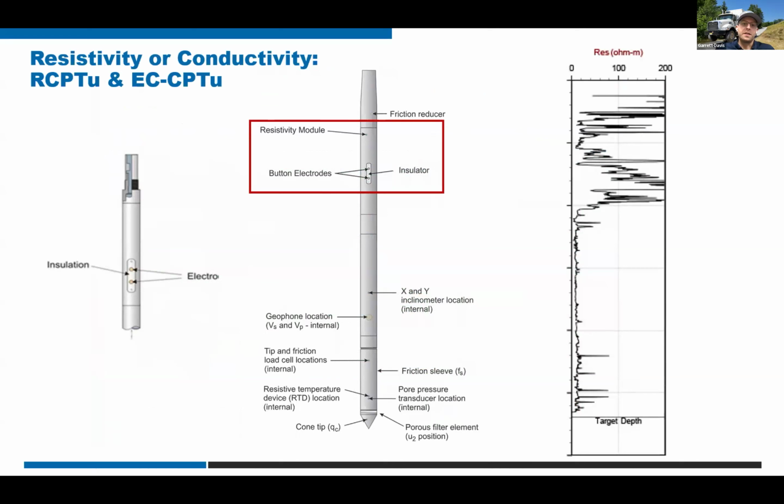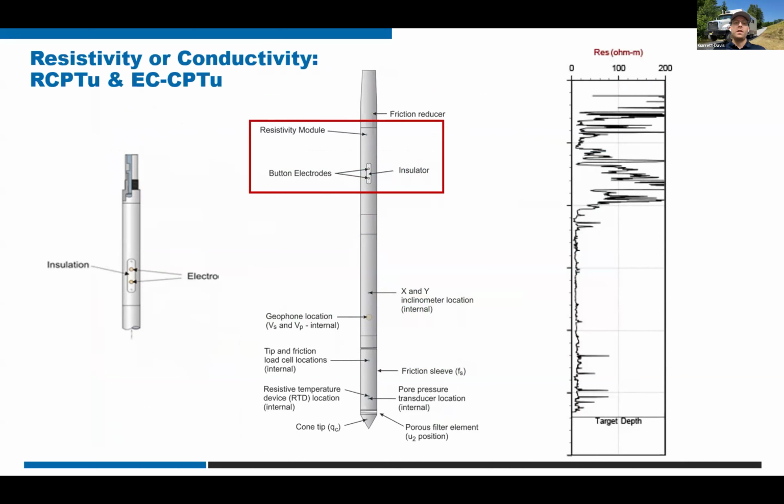Moving on to the resistivity or conductivity add-on probe. It can be added behind the cone penetrometer, and there are also cone penetrometers with this equipment built into the barrel. The module is typically located about 0.8 meters behind the cone tip, and it measures the electrical resistivity of the soil and pore water.